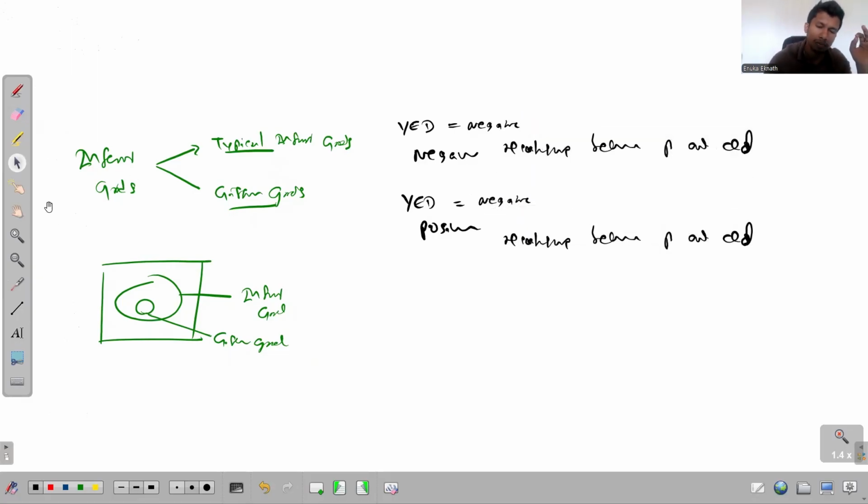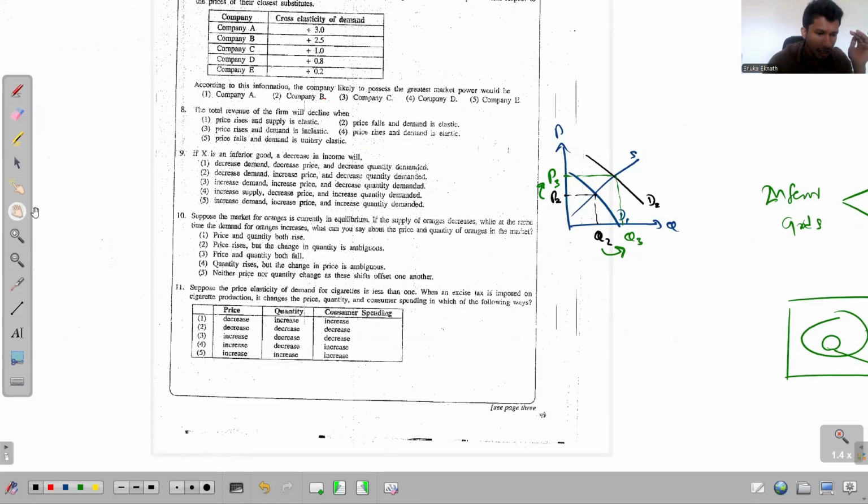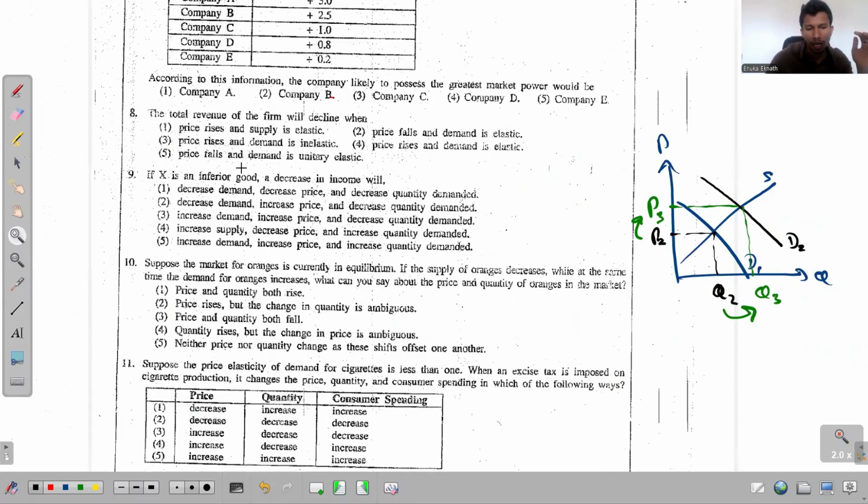Then I ask you a question. If you just go back to this last part of the statement, the fifth one, what is it? There it says price increases, quantity demanded increases.